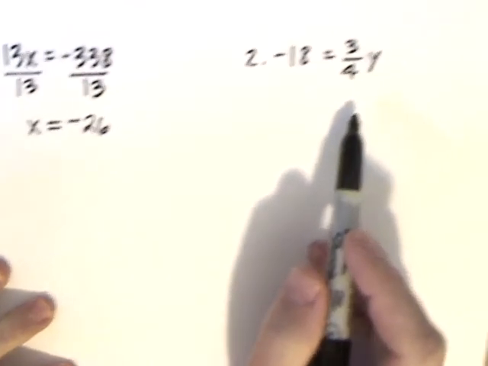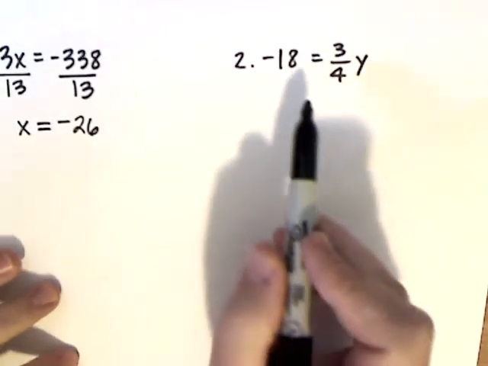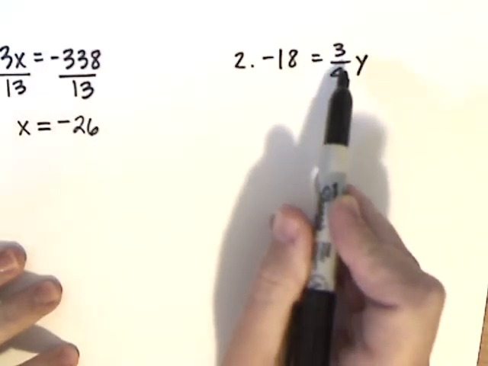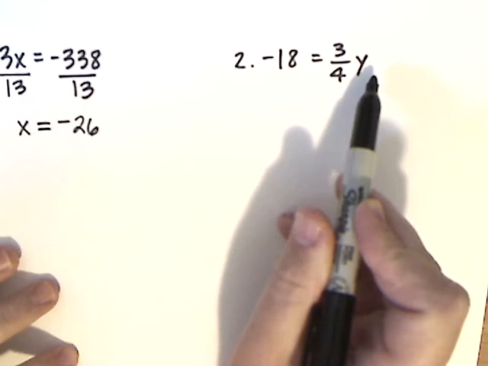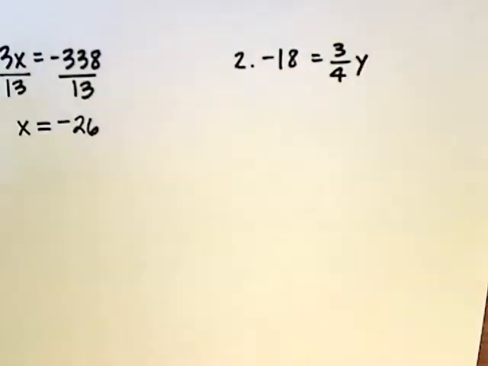Now number 2, move it over to the center here a little bit, says negative 18 equals 3/4 y. Okay, you're still trying to isolate the y. Go ahead and hit pause, try and work that one out.